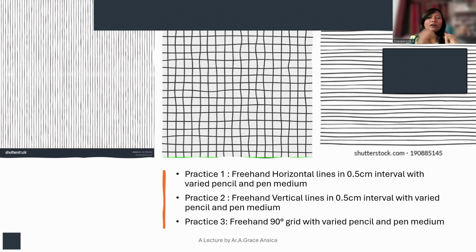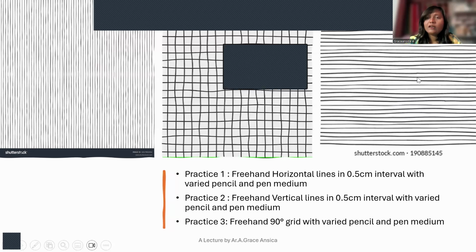The first practice is freehand horizontal lines. When I say freehand lines, it means we are not using any tools, but you're using the hand as a tool to make the line. If you see the third picture over here on the right, you can see that the lines are made horizontally, but they're not straight, but almost straight, right? This doesn't come in one day and you have to practice again and again.